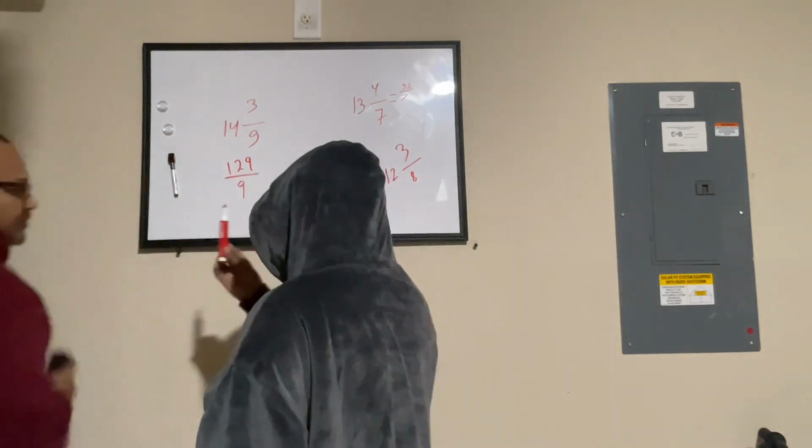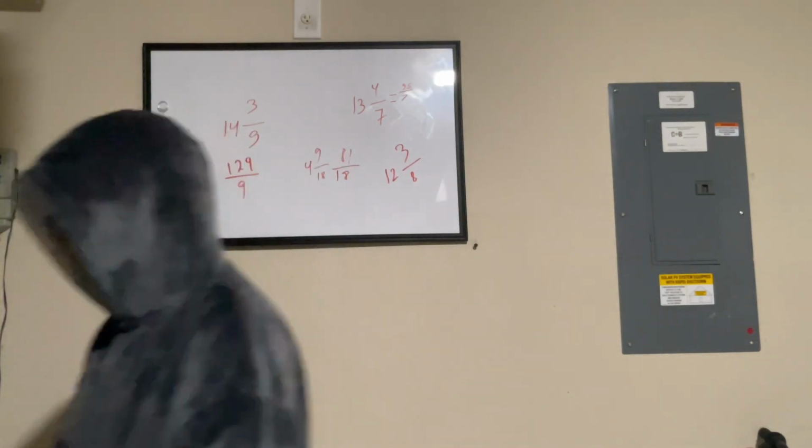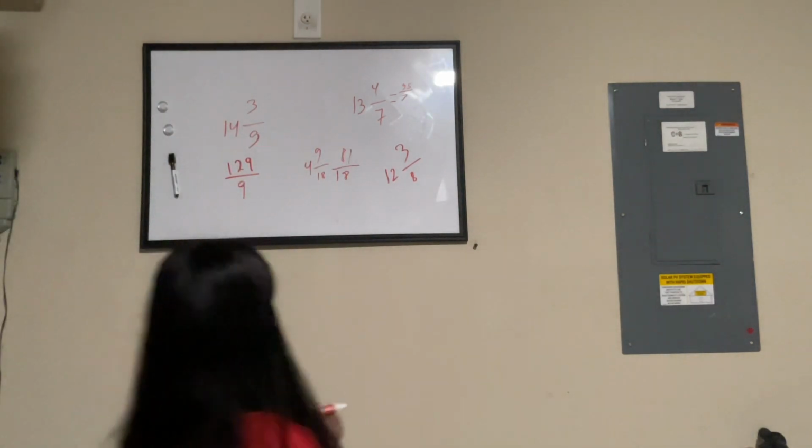Don't. Okay. Noshika, come quickly. You come back to your seat. It's like a relay race.